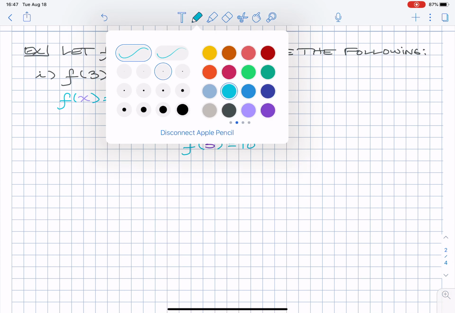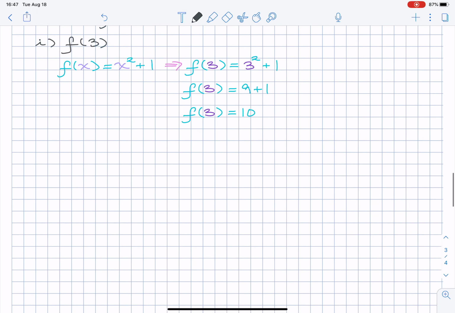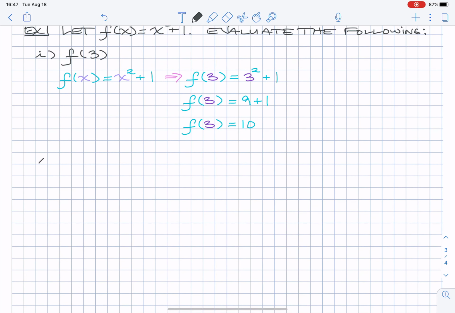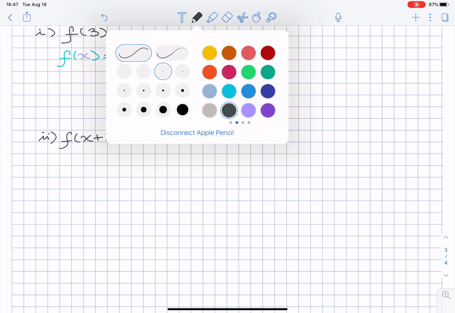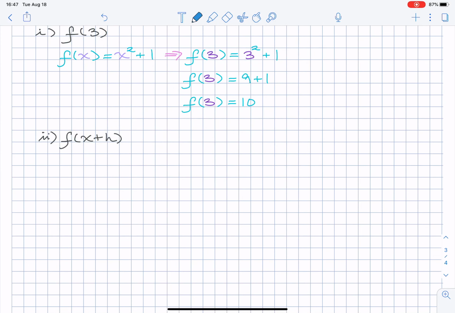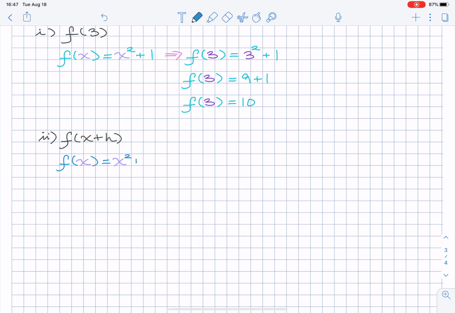Okay, let's do another one. Let's do number 2. And hopefully this is all review. Remember, we've dealt with functions before. Now let's do the ugly f of x plus h. So once again, we know that f of any value x is that value of x squared plus 1.